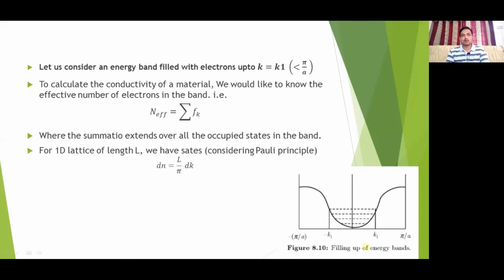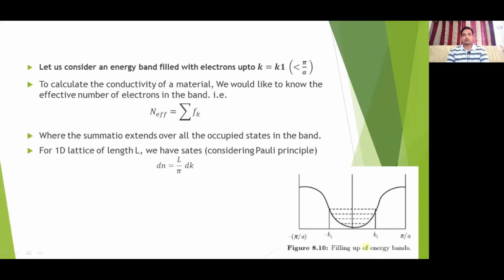For a one-dimensional lattice of length L, considering the Pauli exclusion principle, we have dn equal to L over pi dk. This is the same relationship we wrote in our initial slides. The only difference is that there you write L over 2 pi because at that point you are not considering the Pauli exclusion principle. Here you consider the Pauli exclusion principle, so the value is doubled. So you get dn equal to L over pi dk.